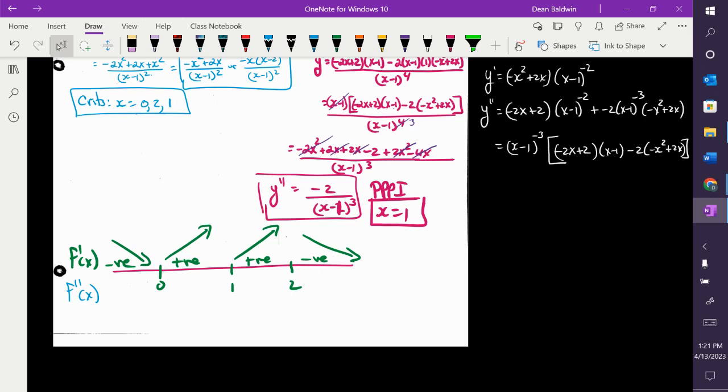Does it look like that? Negative, positive, positive, negative. Decreasing, increasing, increasing, decreasing. Yeah?